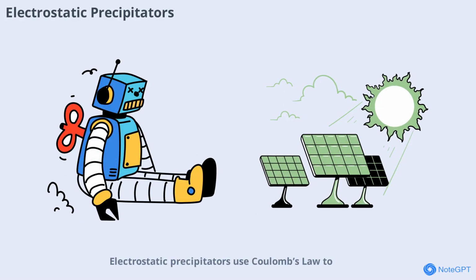Electrostatic precipitators use Coulomb's law to remove particles from gases in industrial processes. By charging particles and then attracting them to oppositely charged plates, these devices help reduce air pollution and improve environmental quality. This practical application shows how fundamental physics can lead to real-world solutions for global challenges.